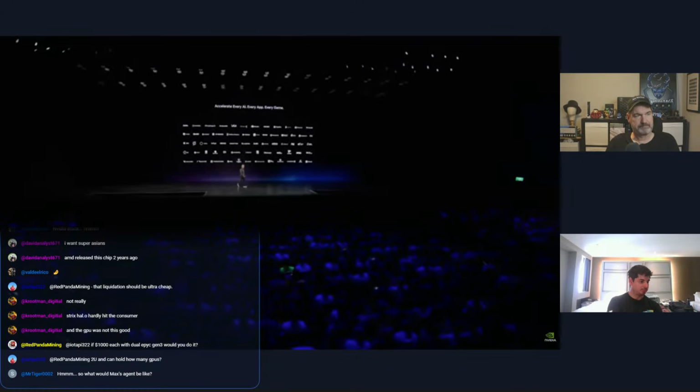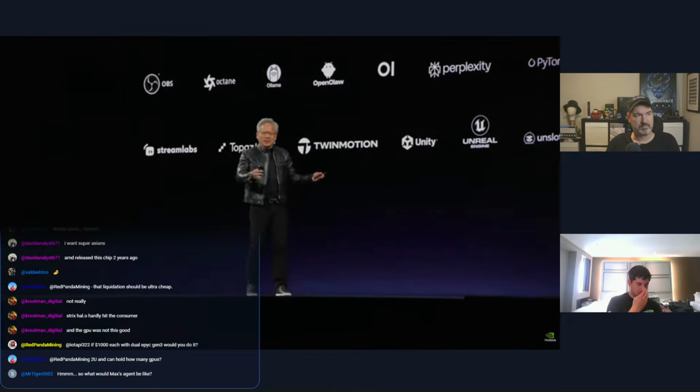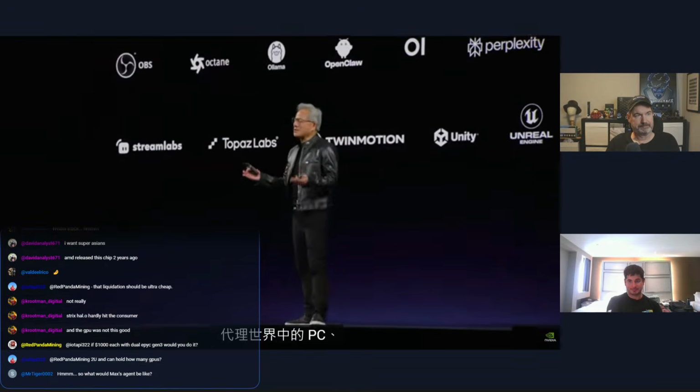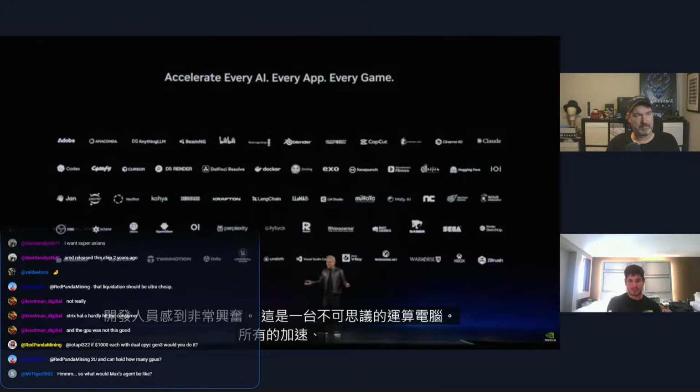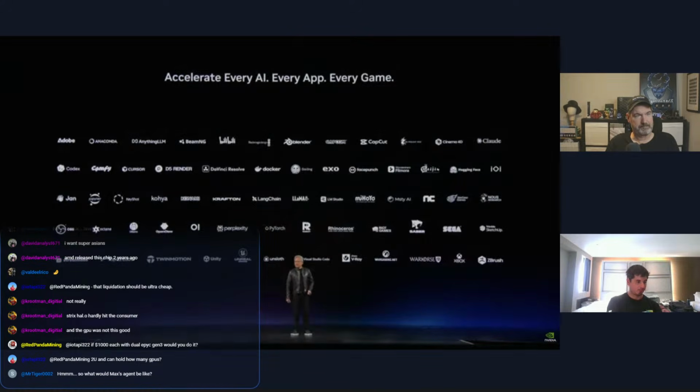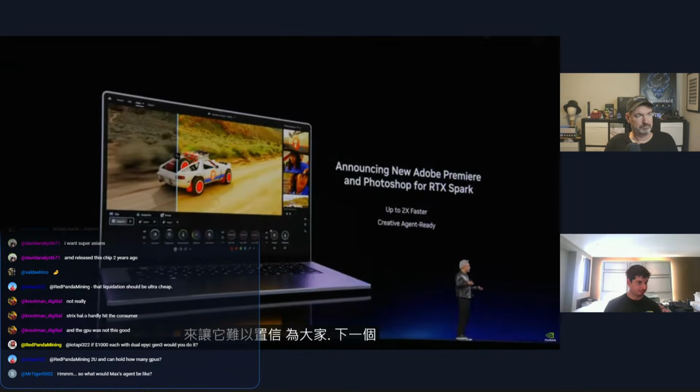PC in the world of agents. The developers are so excited about it. This is an incredible computer. All of the acceleration, all the software capabilities associated with it, working with every developer to make it incredible for all of you. The next one, Adobe.